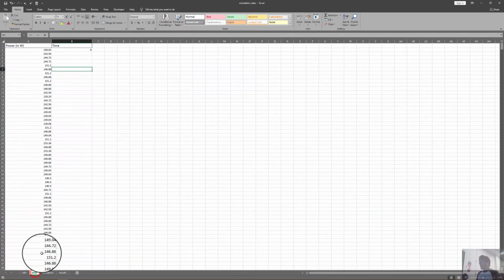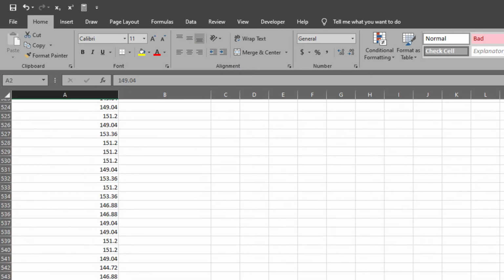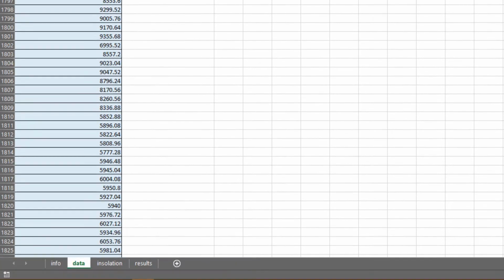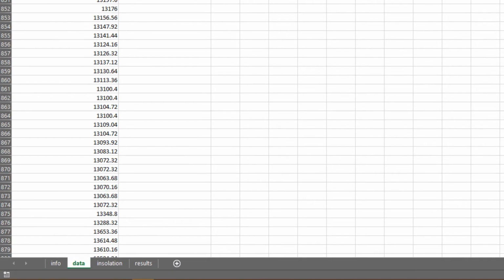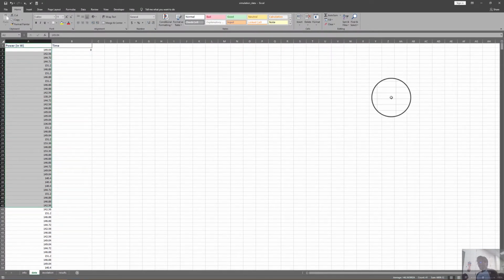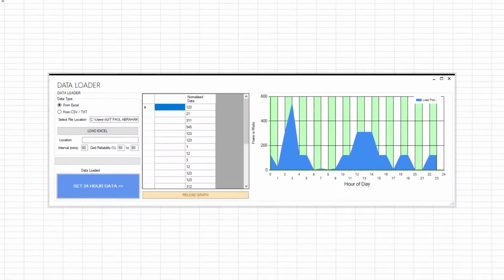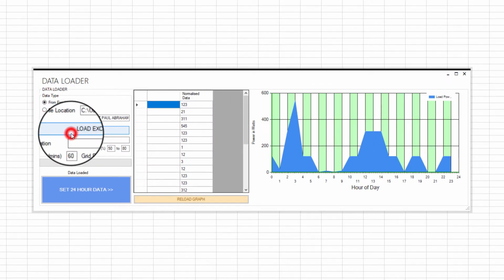The second thing is about data. Whatever data you have, you just have to copy paste it here. I have around 1 minute data for the entire day, so it is a very huge database. But the software only uses 24 data points, that is hourly based, 1 day of data, 1 data point per hour. So we need a converter which converts that. For that we use this system. Let's see how it does this.